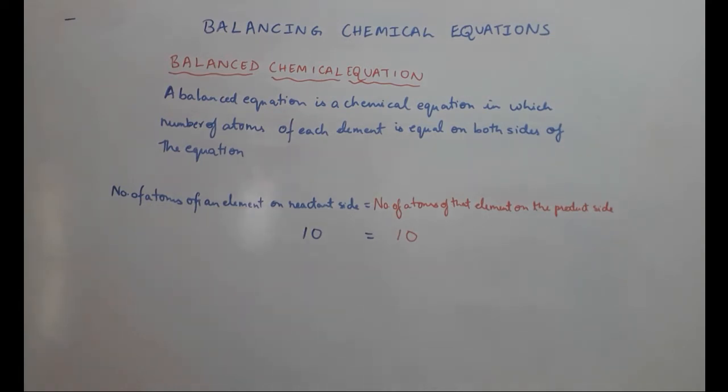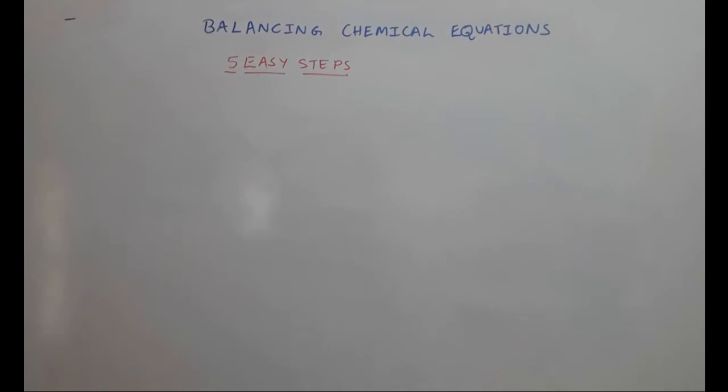balancing some equations now. There are 5 easy steps to follow while balancing a chemical equation. Step 1 says count the atoms on each side of the equation. Let us take an example to illustrate this. Our equation is Cu plus O2 gives you CuO. Cu is copper, O2 is oxygen, which gives us copper oxide.